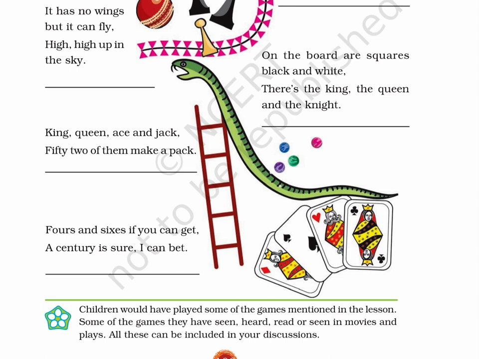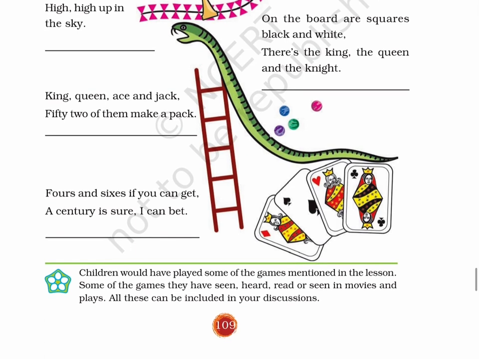4s and 6s, if you can get. A century is sure, I can bet. Write your answer in the space given here.